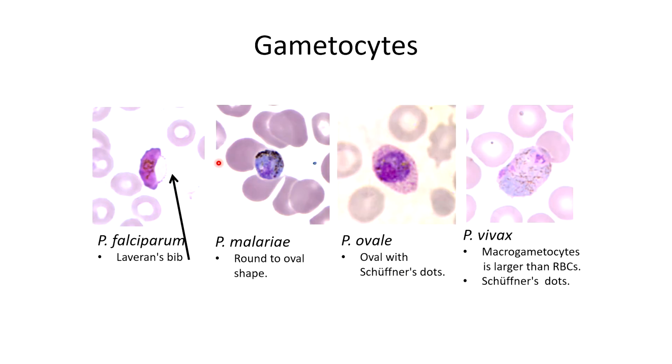So moving on to the gametocytes, P. falciparum has what's called a Laveran's bib, which is just remnants of the host red blood cell that it destroyed. They also have kind of a banana shape to them. P. malariae gametocyte will be round to oval shape. P. ovale will be oval with Schüffner's dots spread throughout the cytoplasm. And P. vivax has very large gametocytes, and they also have Schüffner's dots. So they will be larger than the red blood cell itself.